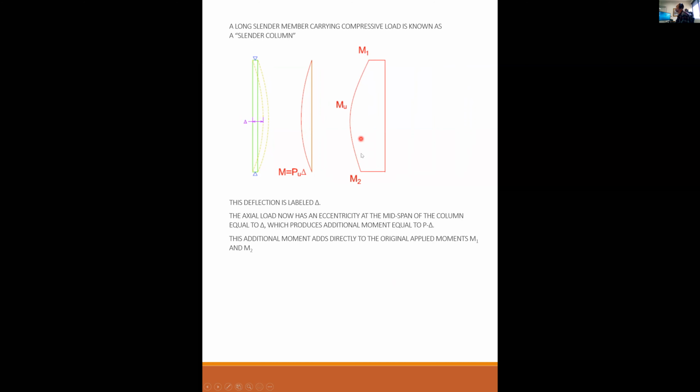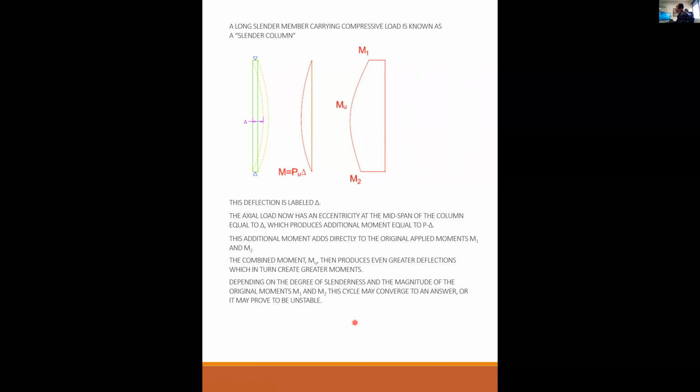Originally it was just a straight line. Now it's bulged out. You have more moment at the midspan than you did at either M1 or M2 originally. The combined moment M sub u then produces even greater deflections, which in turn create greater moments. Depending on the degree of slenderness and the magnitude of the original moments M1 and M2, this cycle will either converge to a stable answer or prove to be unstable. Unstable means it collapses, it fails.